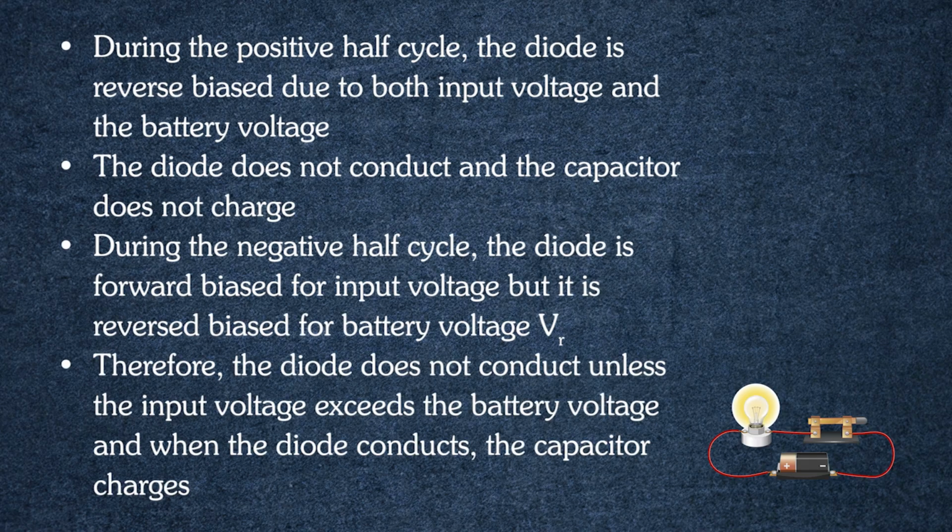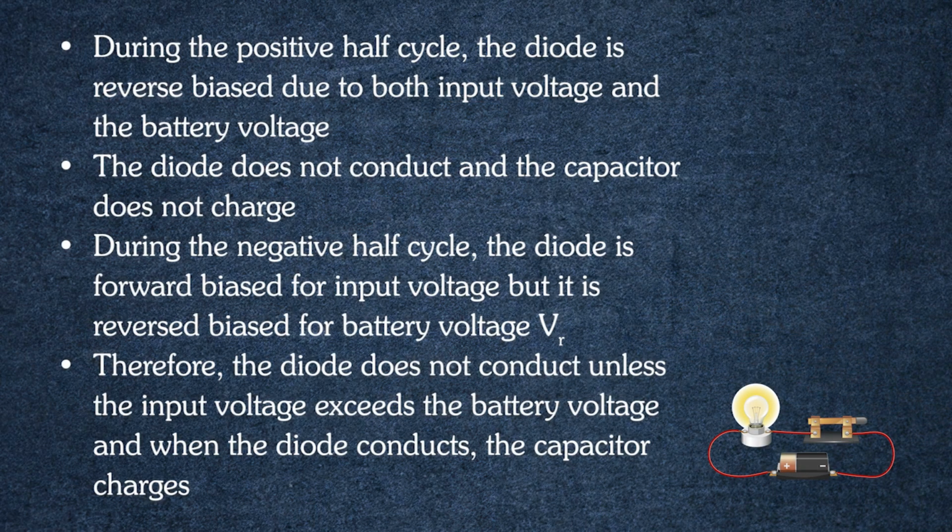During the positive half cycle, the diode is reverse biased due to both the input voltage and the battery voltage. So, the diode does not conduct and the capacitor does not charge. In this case, the two voltages, that is the source voltage and the battery voltage, both act as a reverse bias condition for the diode. So, the diode will not conduct for the positive half, or suppose we are taking a time period of 0 to pi, it will not conduct.